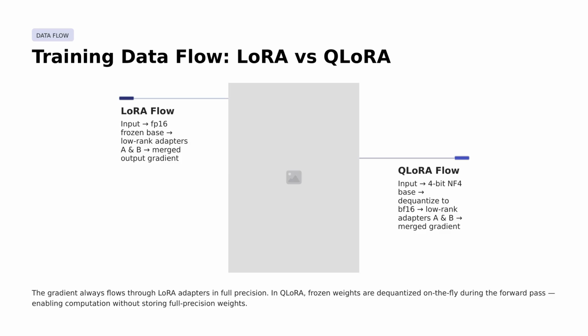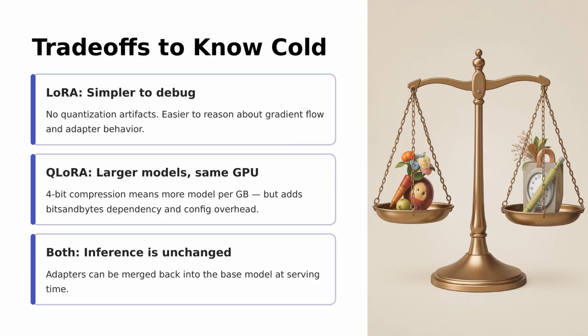In QLoRA, the base model is stored in 4-bit NF4 and dequantized to bfloat16 on the fly for computation. In both cases, gradients flow through the LoRA adapters in full precision, keeping training efficient. Here are the trade-offs to know cold.